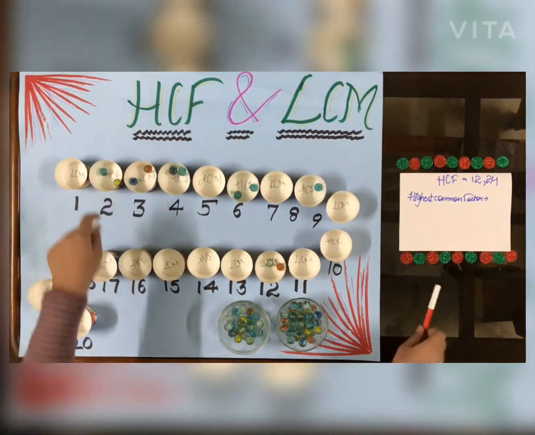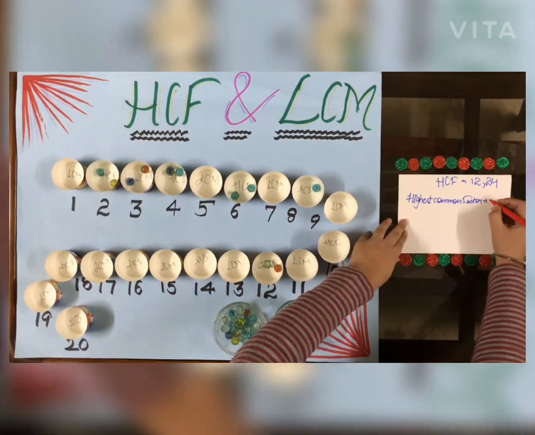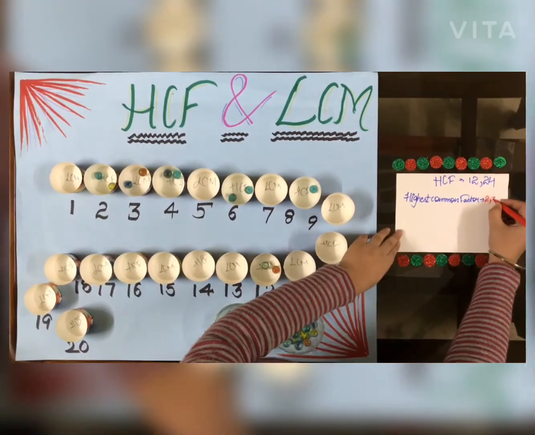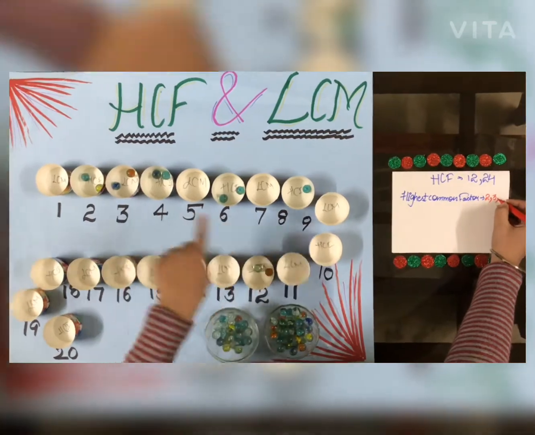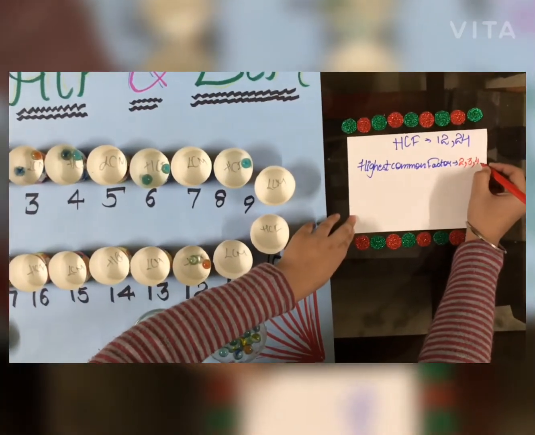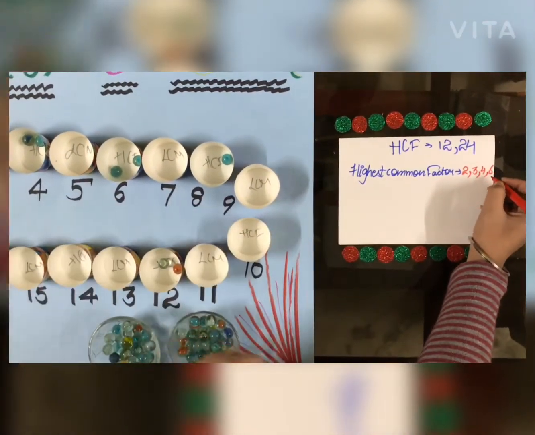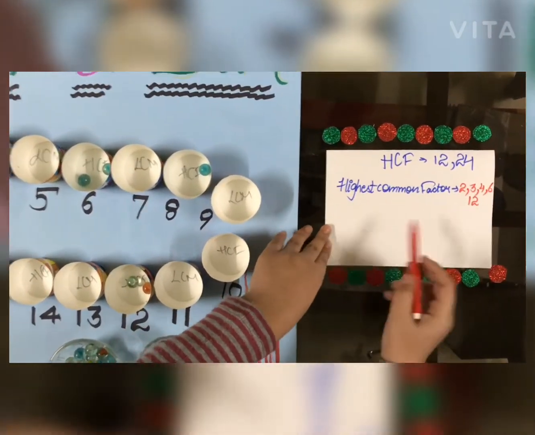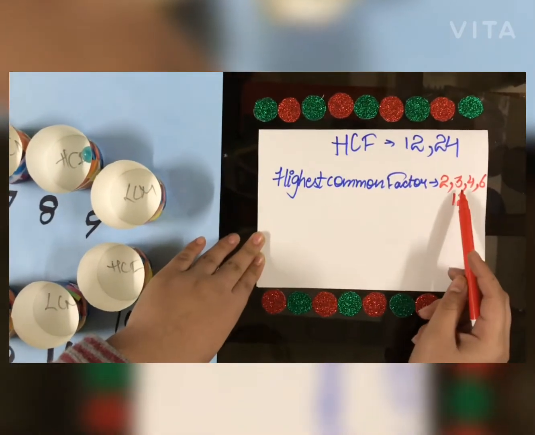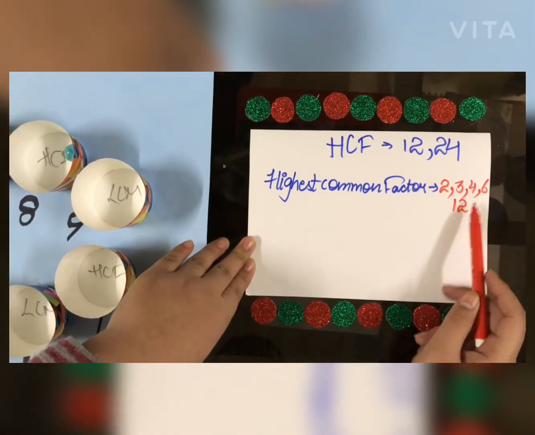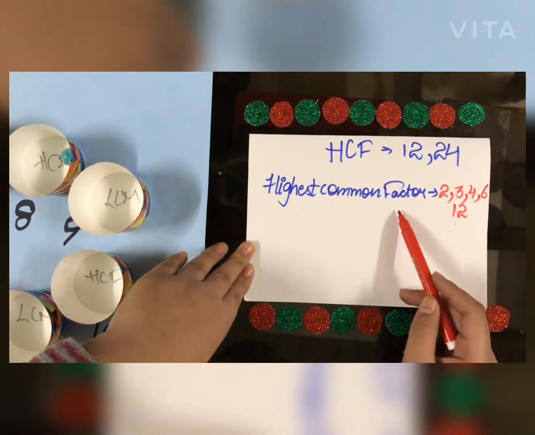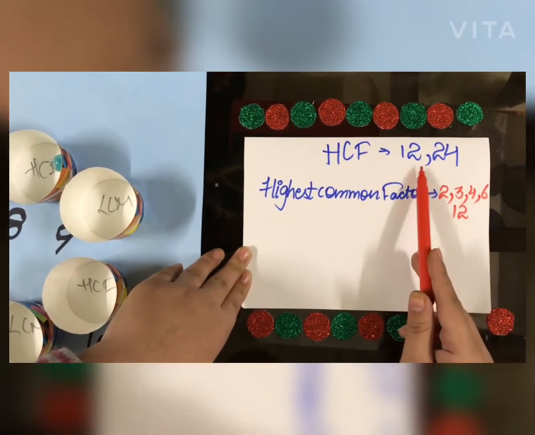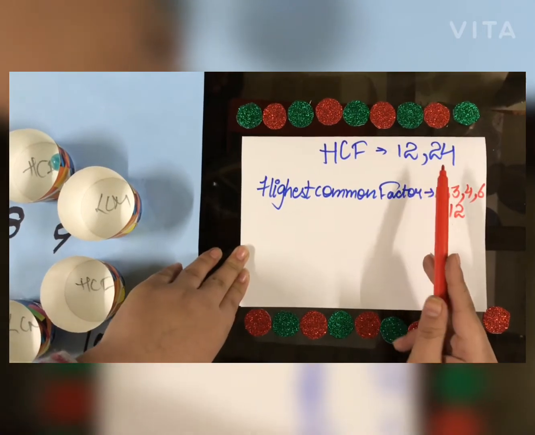In 2, we will write down in 2, in 3, in 4, in 6 and in 12. So it means 2, 3, 4, 6 and 12 are the highest common factors of 12 and 24.